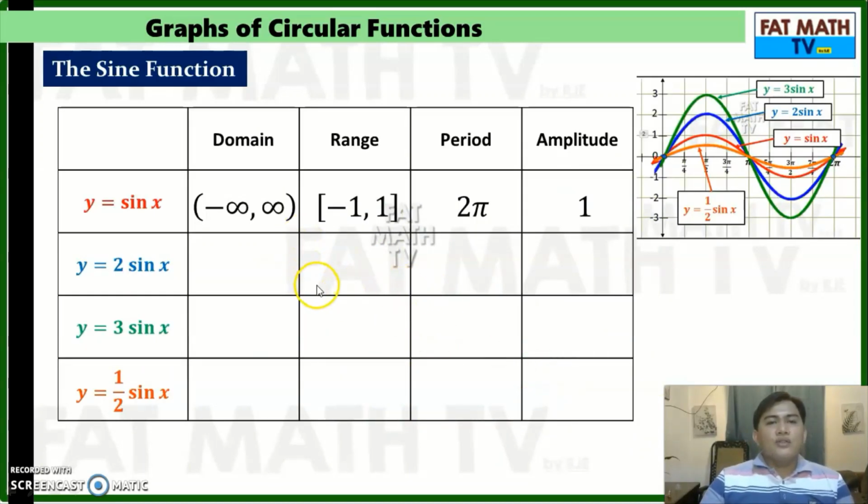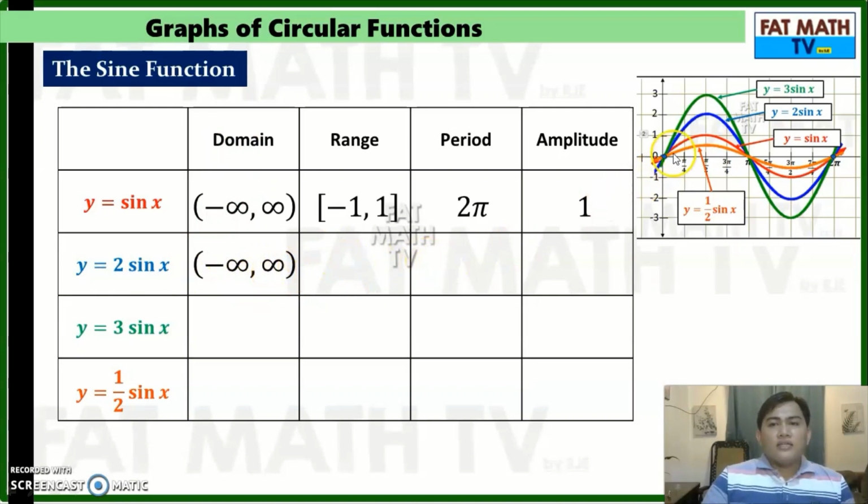Okay, let's go to the domain, range, period, and amplitude of these 4 functions. We already had a while ago the domain, range, period, and amplitude of the sine function. So we have negative infinity to positive infinity for the domain, negative 1 to 1 for the range, 2 pi for the period, and 1 for the amplitude. So for the domain of 2 sine x, it's going to be the same. There's no restriction for x. It can be any real number.